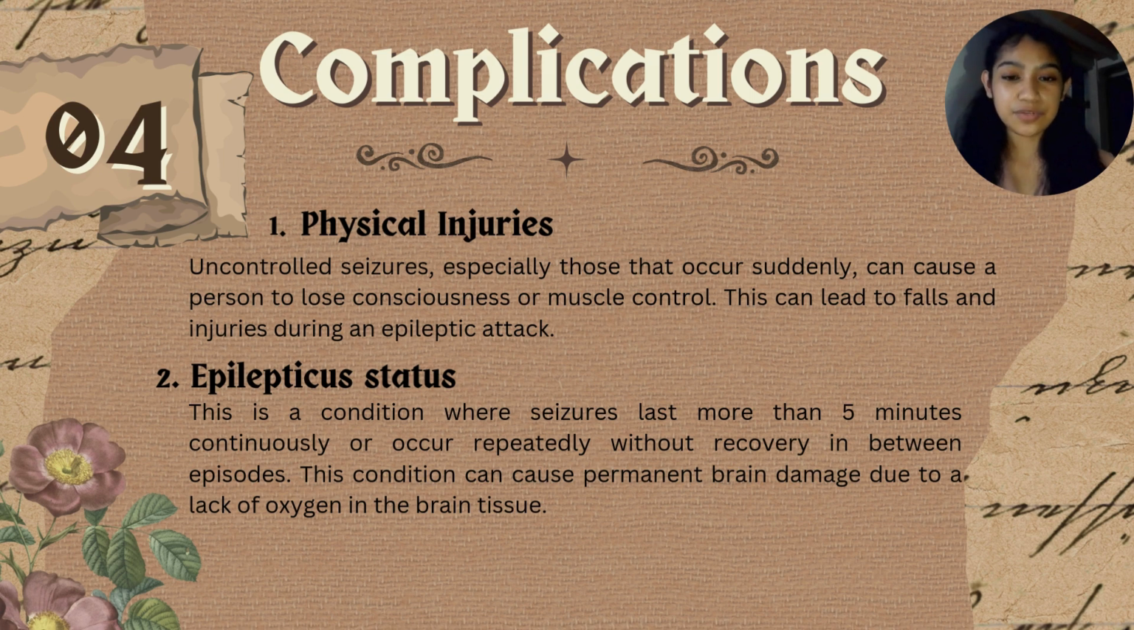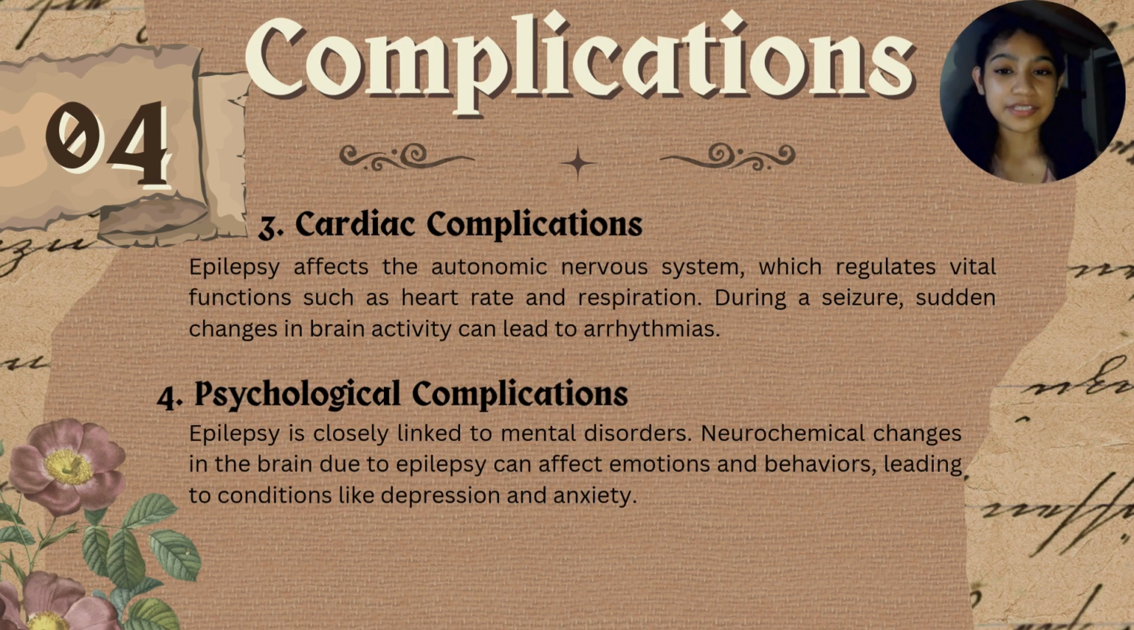This is a condition where a seizure lasts more than 5 minutes continuously or occurs repeatedly without recovery in between episodes. This condition can cause permanent brain damage due to lack of oxygen in the brain tissue. The third is cardiac complications. Epilepsy affects the autonomic nervous system, which regulates vital functions such as heart rate and respiration. During a seizure, sudden changes in brain activity can lead to arrhythmias.